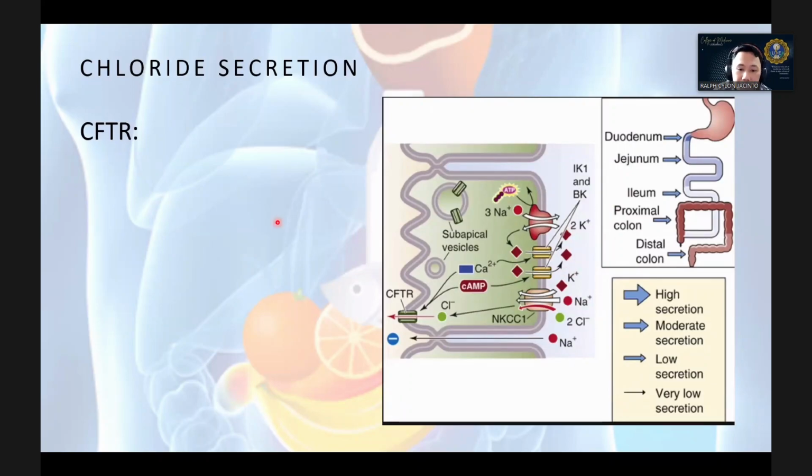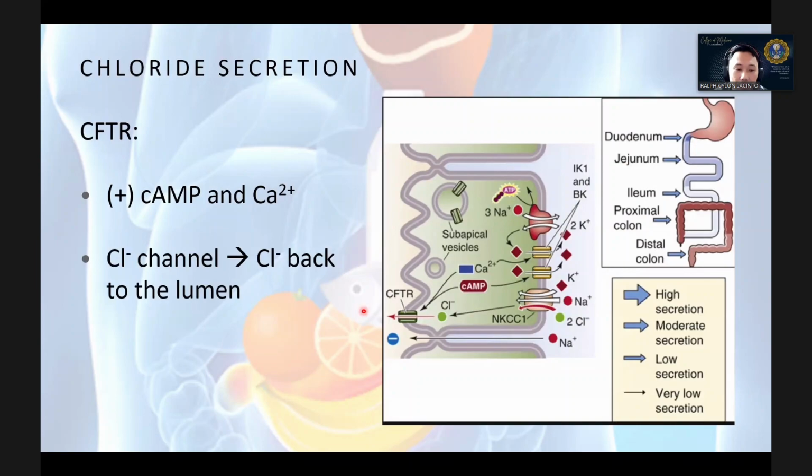Your CFTR is activated by your cyclic AMP and calcium. So anything that increases your calcium and your cyclic AMP intracellularly can open up your CFTR. When it opens up, it's a chloride channel. Chloride now moves from the enterocyte into the lumen. So there is chloride secretion.